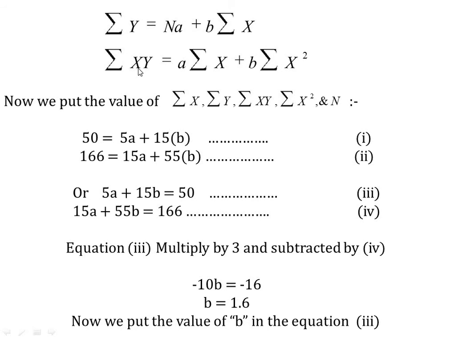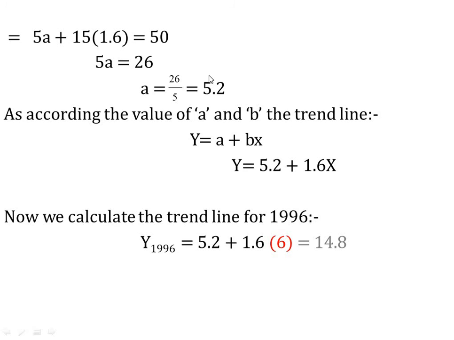Sigma y, sigma x, sigma xy and sigma x square we have already calculated in the table. So when I put all these values in, I will get two equations with a and b as variables. These two equations can be solved to find the values of a and b. After solving, I am getting the value of b as 1.6 and the value of a as 5.2.